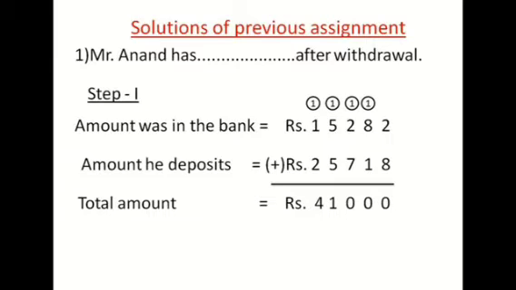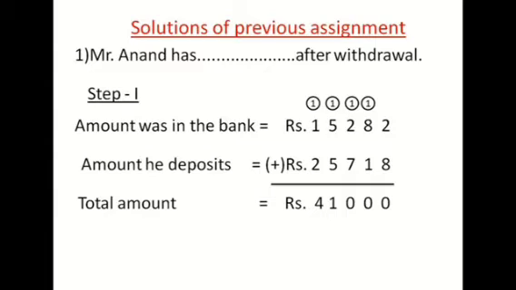So I hope you all have done the solution. So please check it here. Here in this sum, you have 2 steps. In the step 1, you have to find out the total amount in the bank, and then you have to find out after withdrawing the money how much it is remaining. So the step 1 you can write as amount was in the bank 15,282 and he deposits how much? It is 25,718. So if you add these two, you will get the total amount as 41,000.